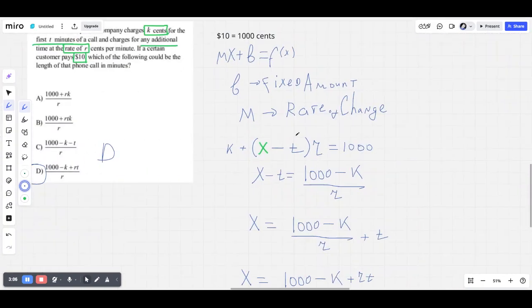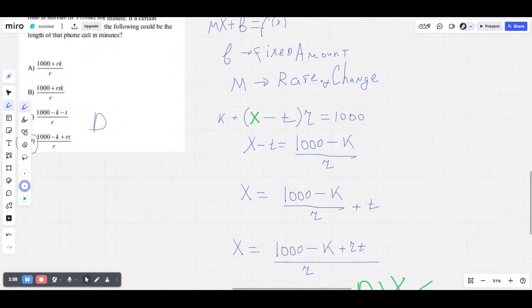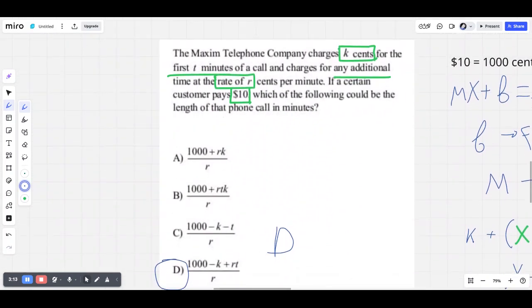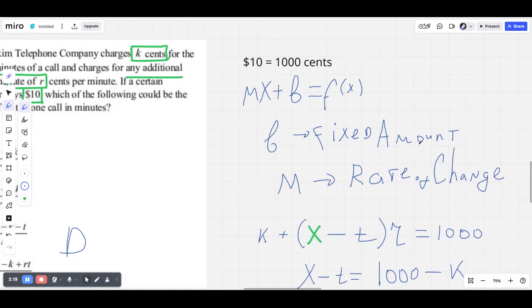Now, this is a very typical question, and I highly encourage you to work with more of such questions, since this kind of word problem usually concerns linear equations, and you should have a strong grasp of what the fixed amount represents, the rate of change, and how to represent them using this function.